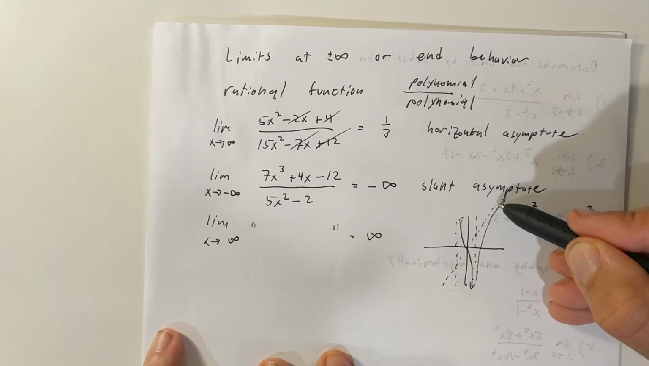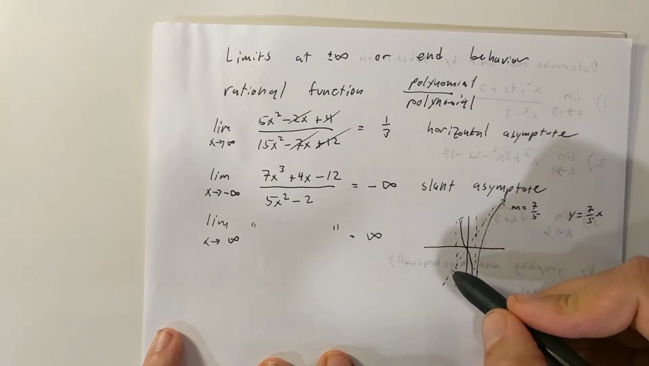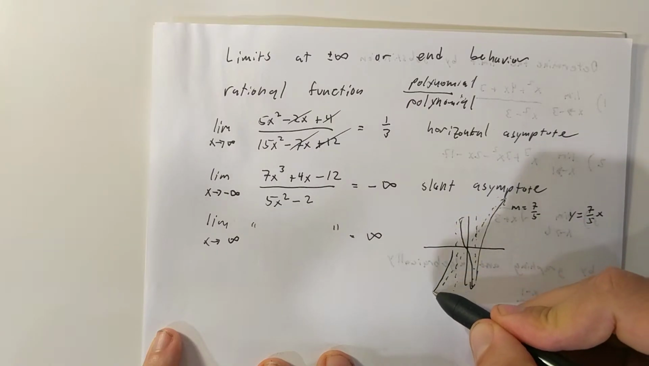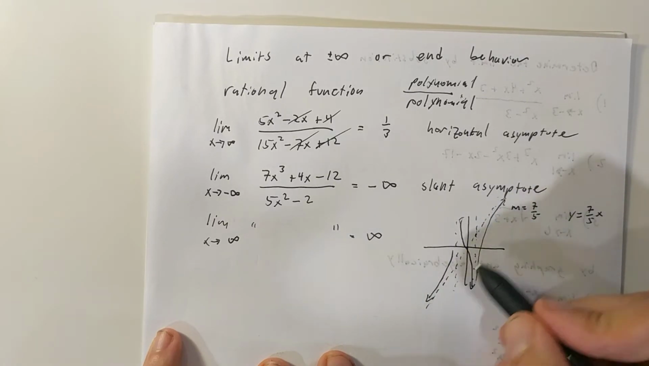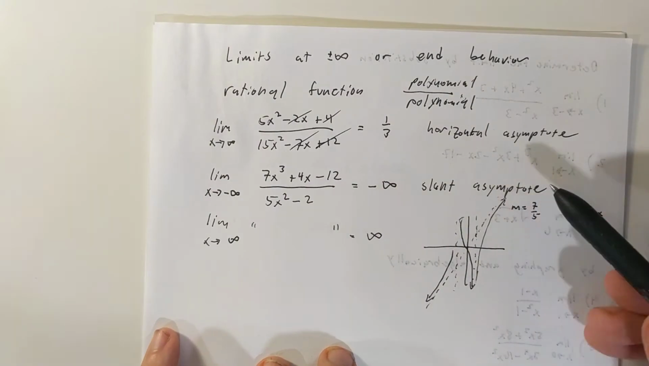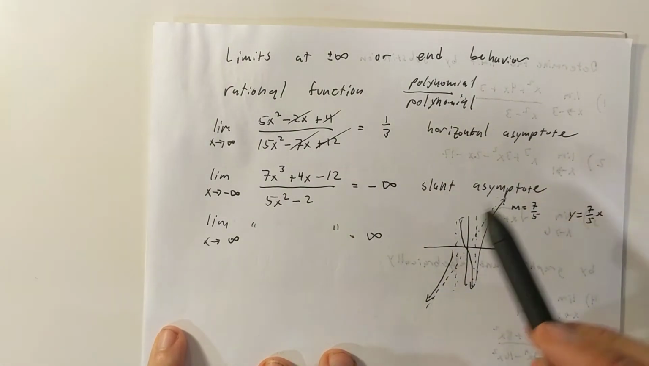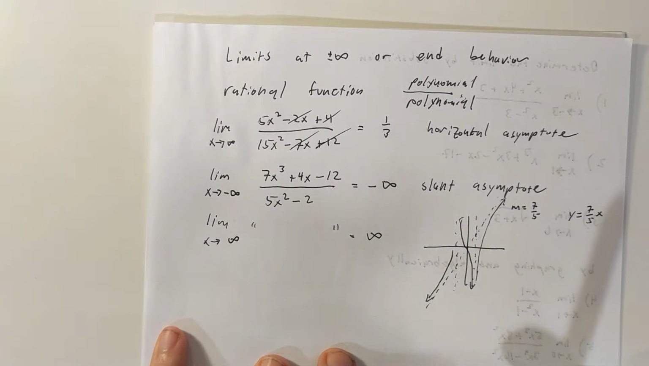That's the key. It's going to approach this dotted line as it goes off to infinity. And it'll approach this dotted line as well as it goes off to negative infinity. So it's going to approach those two lines, that dotted line, as it goes off to the right and to the left, sending it to negative infinity and infinity respectively. Great. All right.